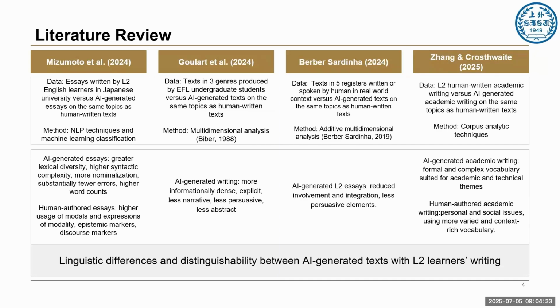As you can see, all the data they use can be separated into 2 categories. One is completely generated by human writers, and the other one is generated fully by AI through some prompts. They are ensured on the same topics and with similar text length. The methods they applied are various, like Mizumoto et al. using NLP techniques and machine learning classification, and in the middle, the tool they use is multidimensional analysis, and there are also researchers who use corpus analytical techniques. And the results showed that AI-generated essays by L2 writers do have some distinct differences from human-written essays. Just take a look at Mizumoto et al. in 2022: AI-generated essays have greater lexical diversity, higher syntactic complexity, more nominalization, substantially fewer errors, and higher word counts.